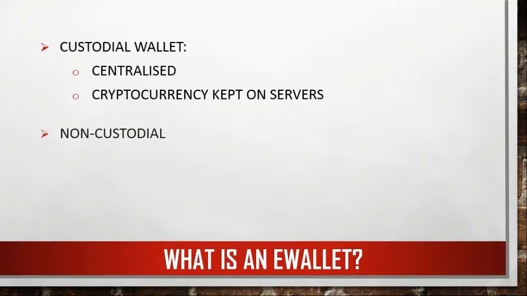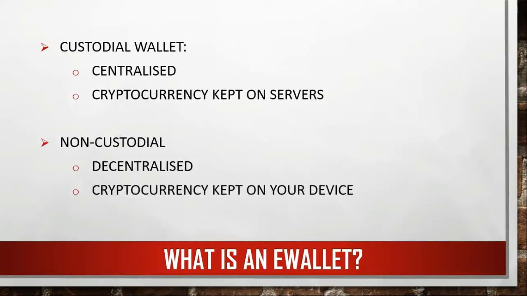Okay, so what is an e-wallet? Really important if you're new to crypto. If you don't know anything about cryptocurrency, you need to understand the difference between a custodial wallet and a non-custodial wallet. So a custodial wallet is centralized. That means when you open an account with Binance or with Coinbase or Bittrex or any of the exchanges, they will give you a custodial wallet, and it's centralized, meaning that the cryptocurrency is kept on their servers.